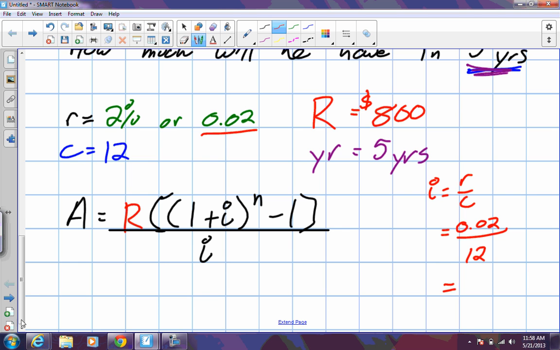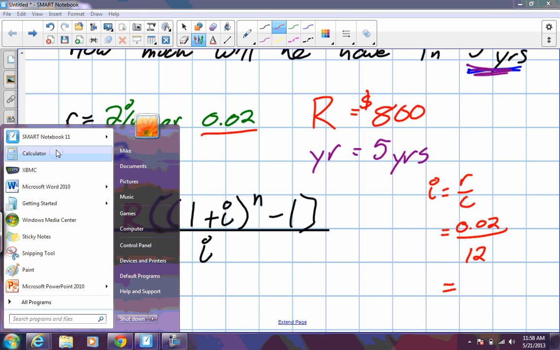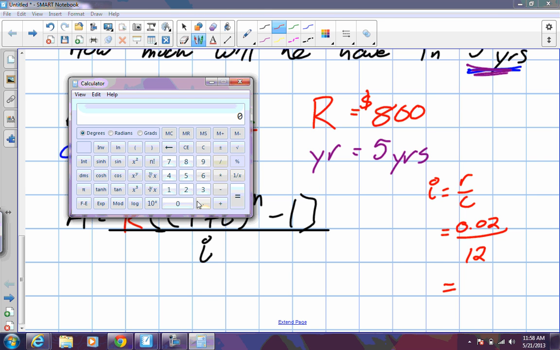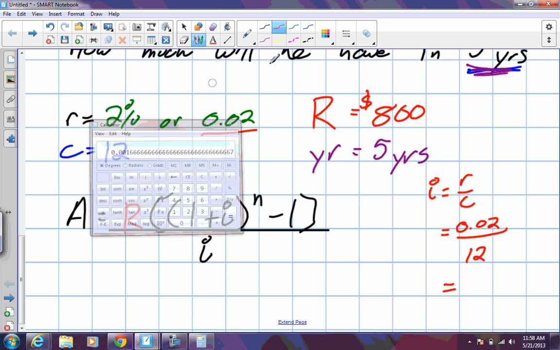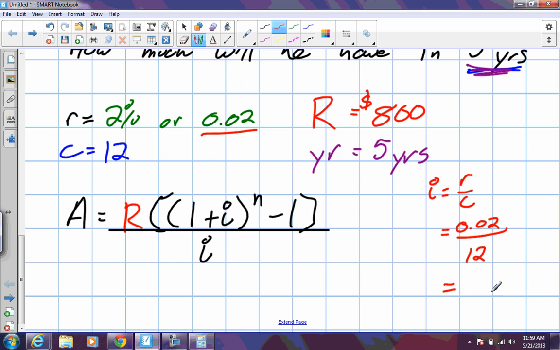We'll take out a calculator. Divide 12. 0.00166, and we'll round it to 7. So our I value, which we just calculated, is going to be this number here. So every single month, this person earns a little less than, well, actually, 0.1% or 0.16% interest.